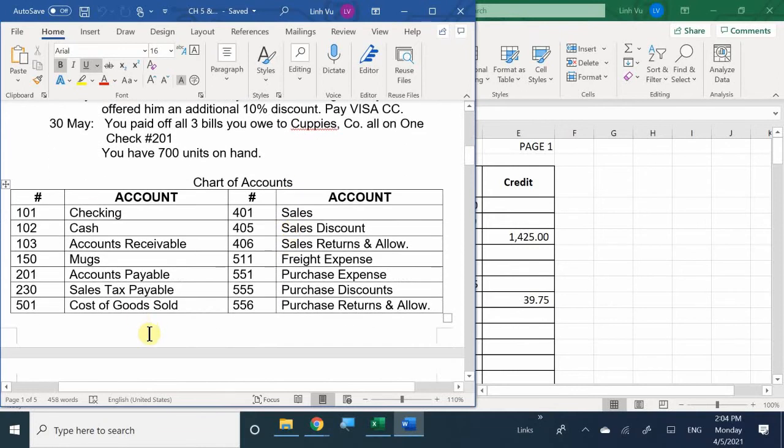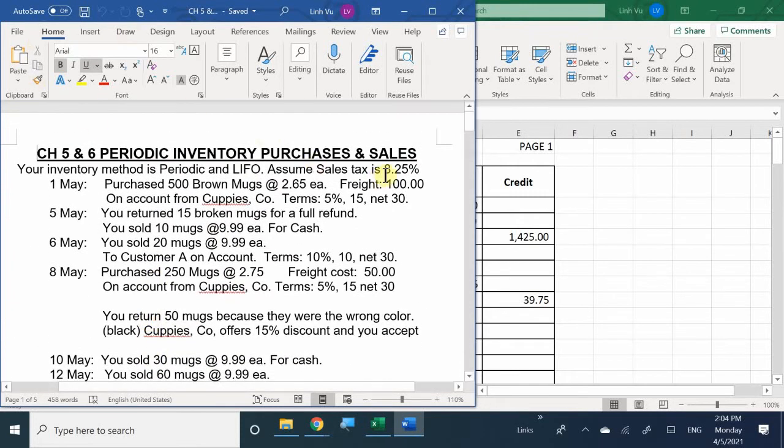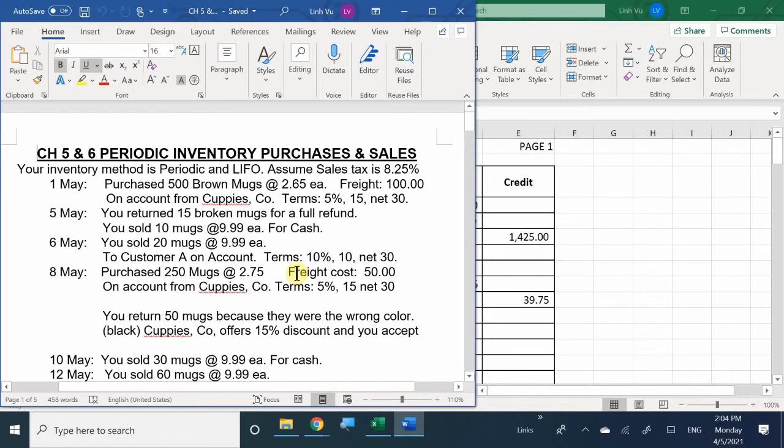What do we need to have? 102. 102 for cash. Good. What else do we need? 401 for sales. 401 for sales. And what else? I guess 230 for sales tax. Absolutely, because at the very top of this window, what did I say? Assume sales tax is 8.25%. So make sure that you read this carefully. We sold 10 cups at $9.99 each for cash.